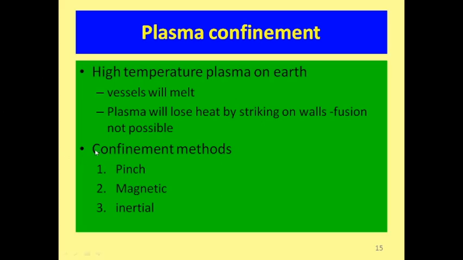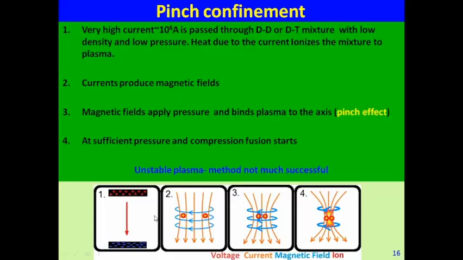So what are the possible confinement methods for plasma on Earth? There are 3 categories of confinement methods. One is called pinch confinement or the pinch method. The other is magnetic confinement, and the third one is inertial confinement. Let us see each of those confinement methods in a very short way, in a nutshell.